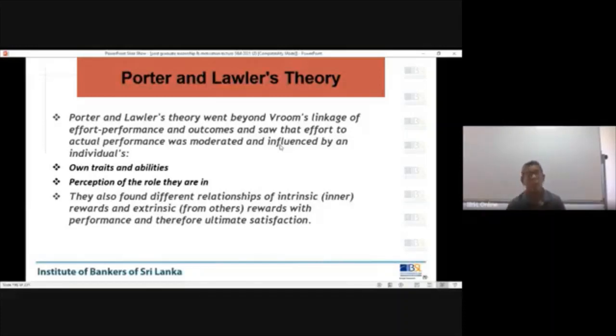That is what Porter identified. That will give you something out of this theory when you're designing a motivational program. You must provide intrinsic as well as extrinsic rewards. Those things we are going to discuss a little later. What do you mean by intrinsics and what do you mean by extrinsics?